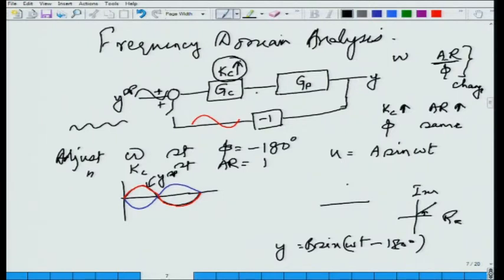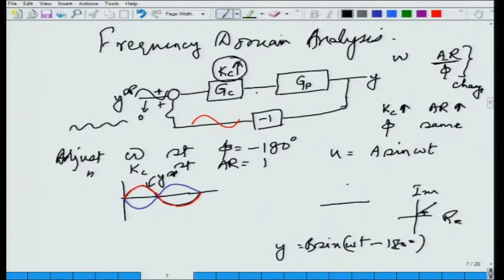Now, what do I do? The feedback loop is not yet closed. What I do is I shut down the forcing sine wave. So, this signal goes to 0, and I close this feedback loop.